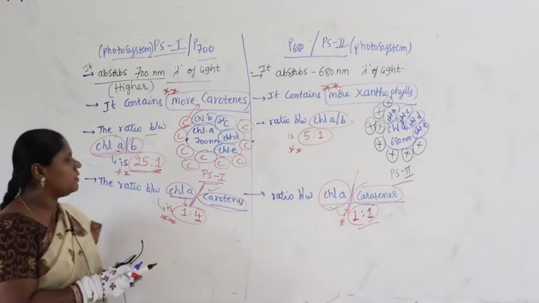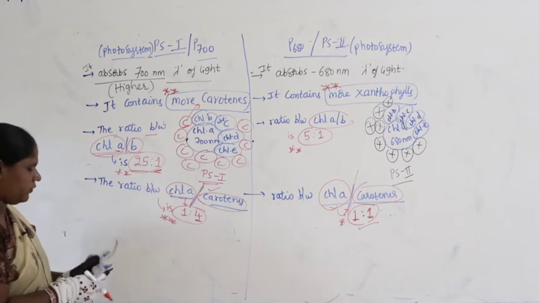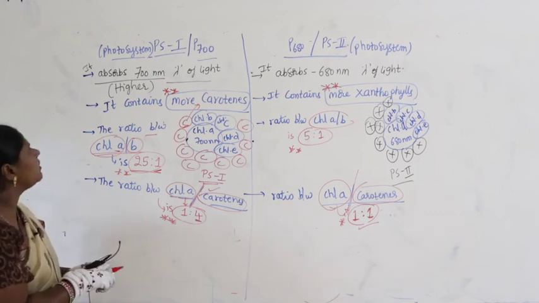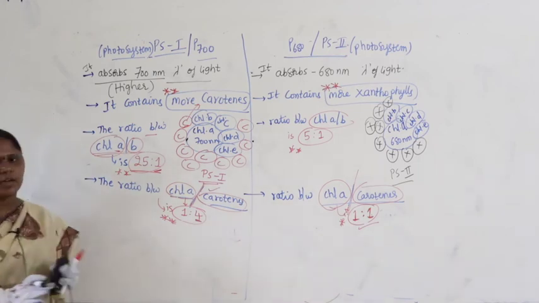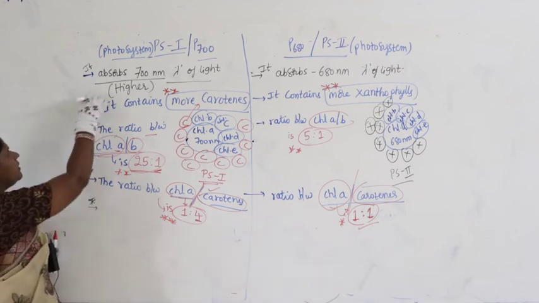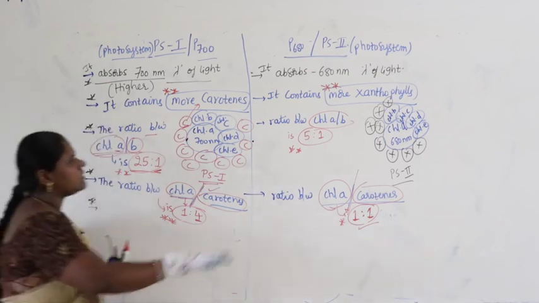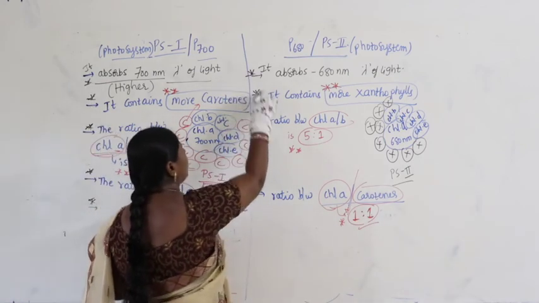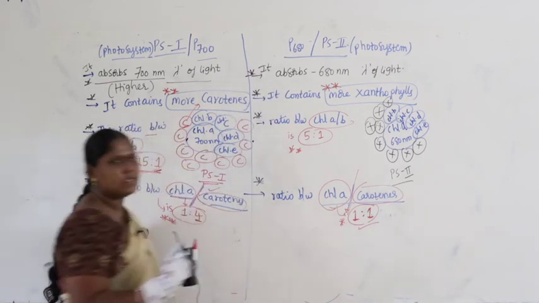Now further, we have some more differences here. Now if you look at photosystem 1, important point, all are important differences. Guys, you need to practice and you have to remember all the differences.